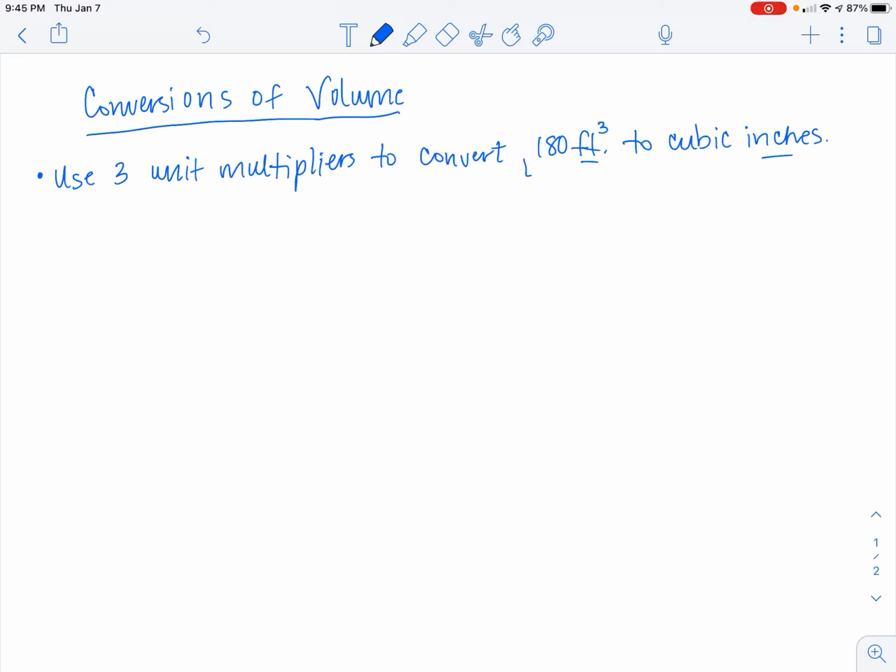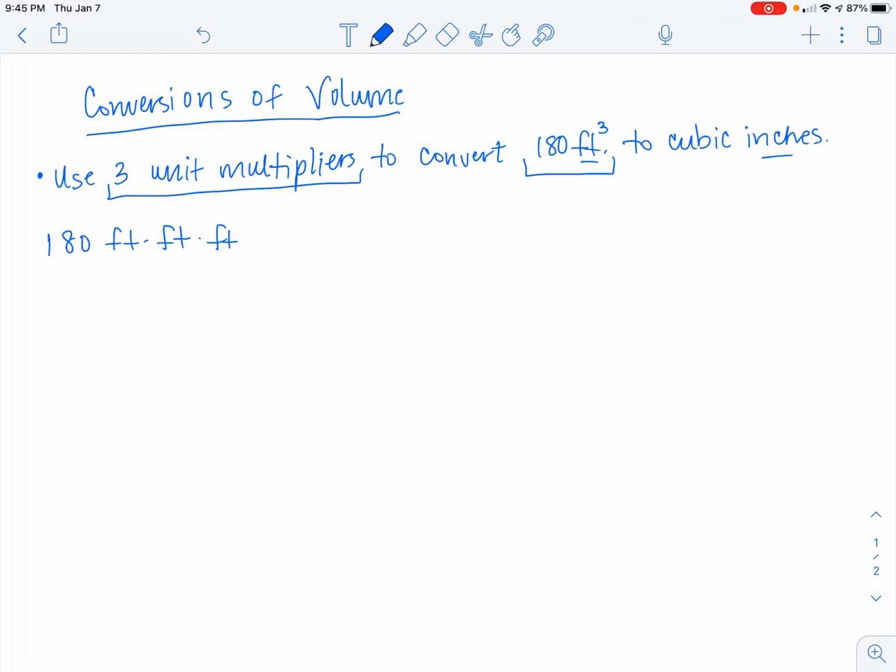So remember, we always start with what we're given. So we have 180 feet cubed. My recommendation is that you write it like this. Write the 3 feet here, because when you do your canceling, it's a nice systematic approach. So we write what we're starting with. What are we trying to convert, and what are we going to convert to?